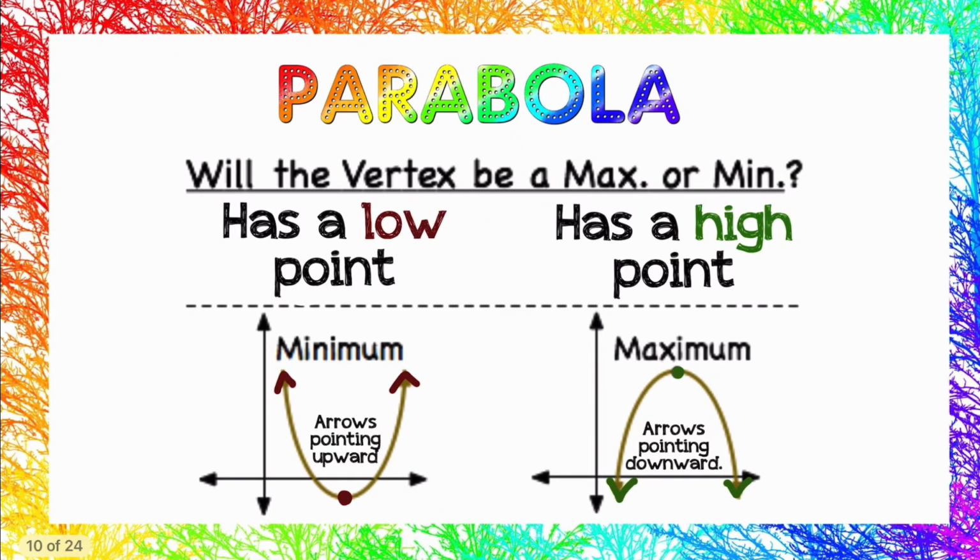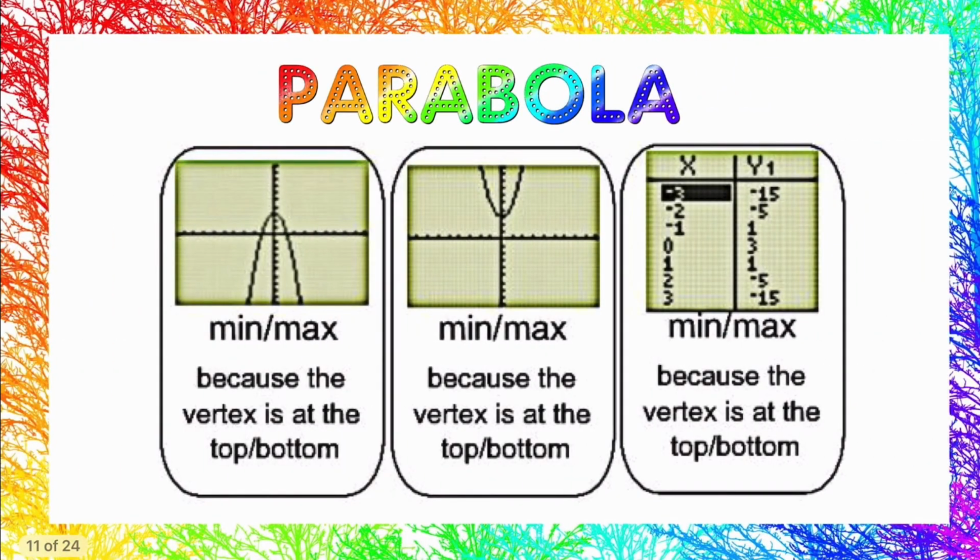Okay, so just to review, if you have a parabola where the arrows are pointing upwards and there's a low point, you're going to have a minimum. If you have a parabola where the arrows are pointing downwards and you have a high point, you would have a maximum. Min meaning minimal, meaning small, max meaning big. So let's look at 3 examples and choose minimum or maximum.